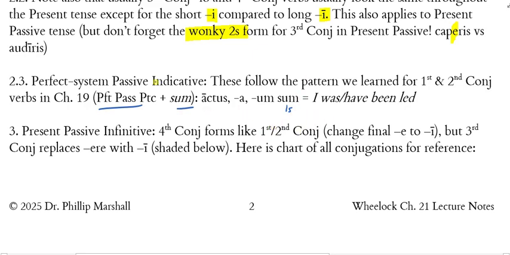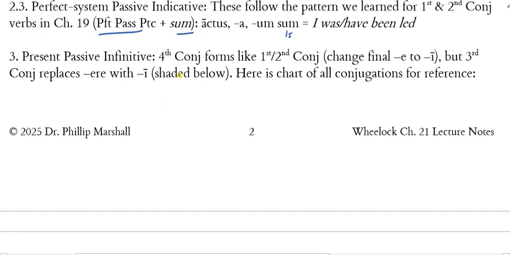So same principle here. Now, with present passive infinitives, fourth conjugation forms are like first and second conjugation. That is, we usually have re, right? Remember, re is the way our infinitives end, and we're just changing that E to a long I. And we learned that in a prior chapter for first and second conjugation. Fourth conjugation forms do the same thing. But, and this is the big but, third conjugation replaces the ere form of the infinitive just with the long I. So we drop not just the final E, but ere altogether. And then we're adding a final I here.